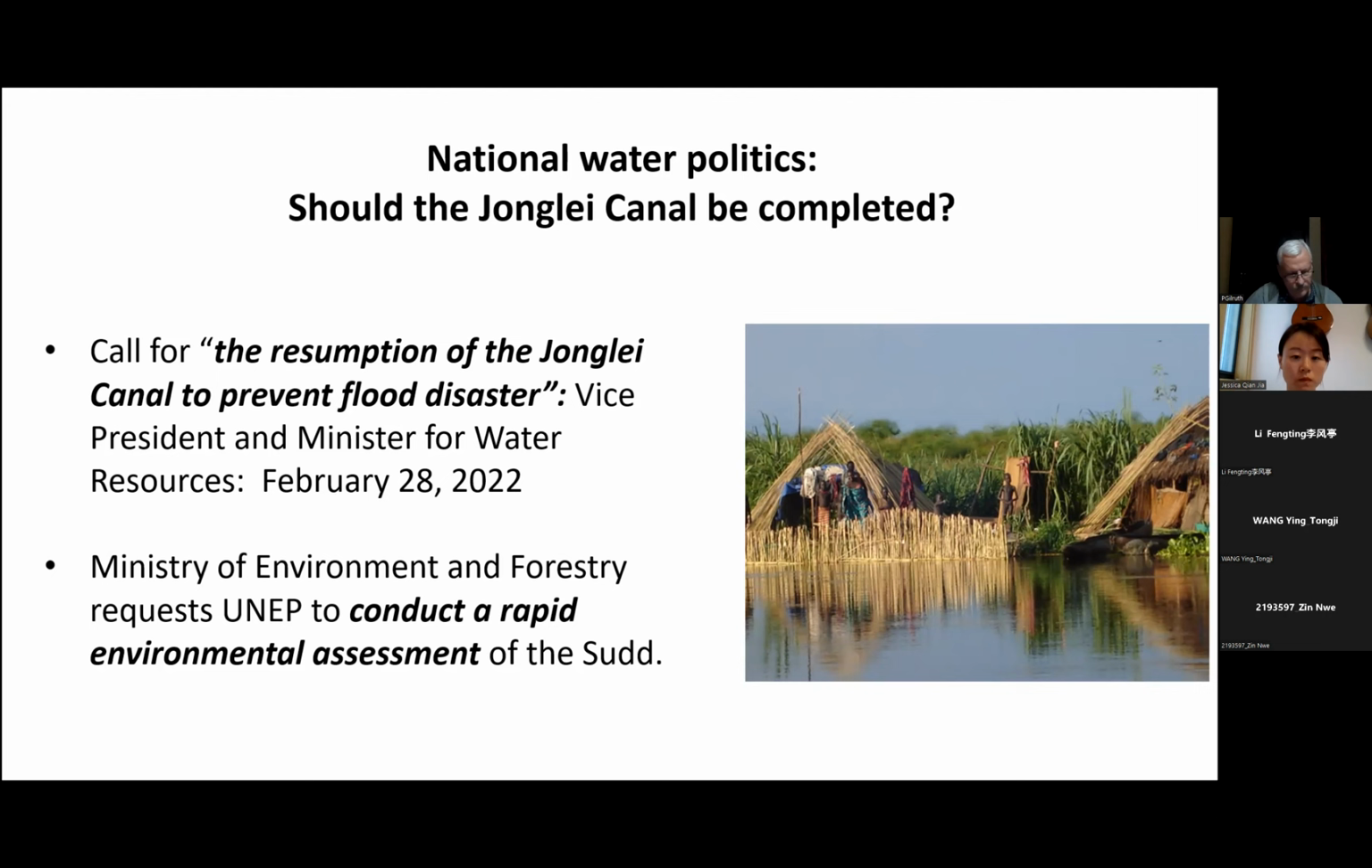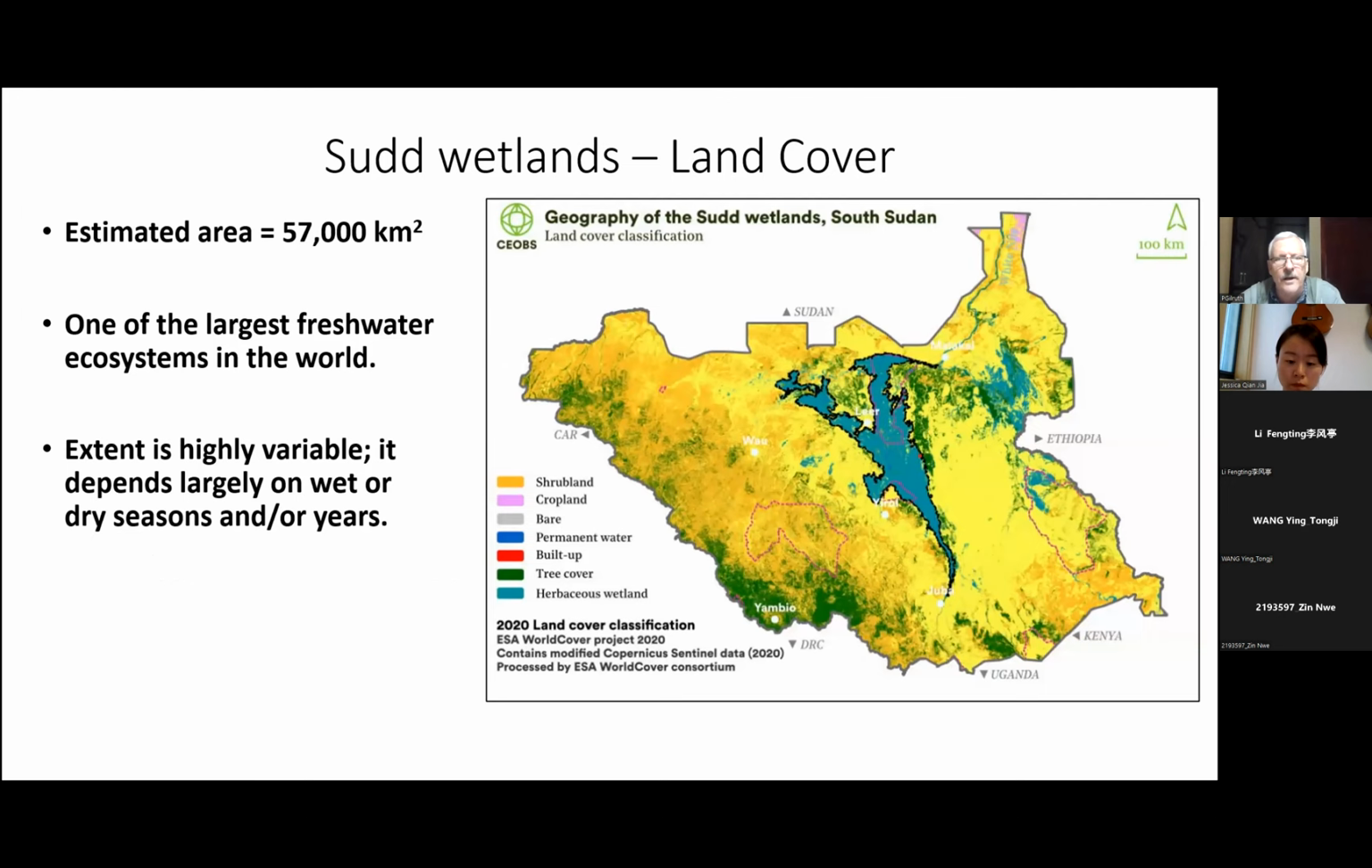So let's take a look at the land cover map. This is from the Sentinel satellite of the European Space Agency. And what you see here is the blue area in the middle is the Sudd wetlands, with an estimated area of about 57,000 square kilometers. I looked at the provinces in China. It's about the same size as Ningxia province in China. So it's not small. It's one of the largest freshwater ecosystems, and it is the largest wetlands in Africa.